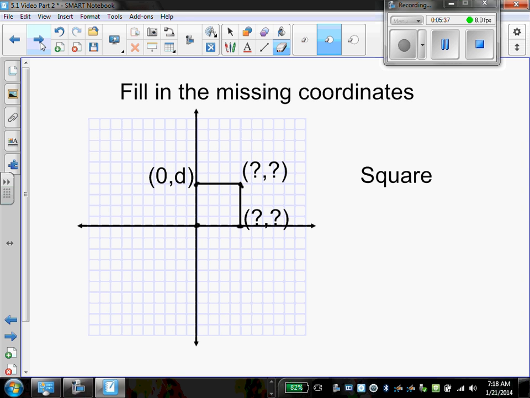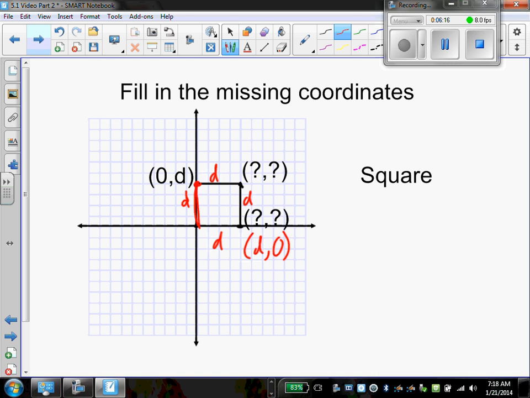Last example, a square. So let's say that we're told that this point here has the coordinates 0, d. What that means is that this side has a length of d. Now, since we're dealing with a square, if that side's length is d, then all of the sides' lengths are also d, because all of the sides are the same length in a square. Now, what that means is, this point down here, our x value, we're starting at 0 and we're going to d. Our x value is d, y value 0.